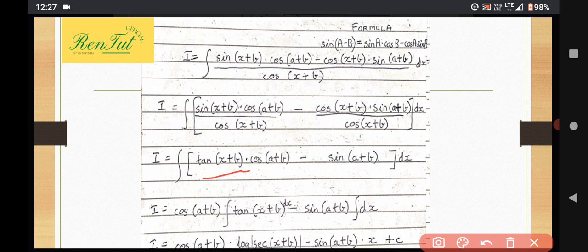Now the tan is remaining over here, and here dx is remaining, so we have to put the integration sign. When the square bracket opens, the integration sign will be going towards tan, and here integration of dx. So this is the step. You need to properly understand this step before going forward.